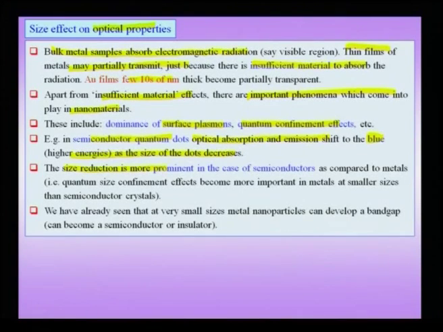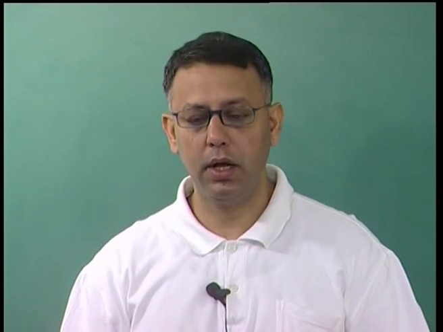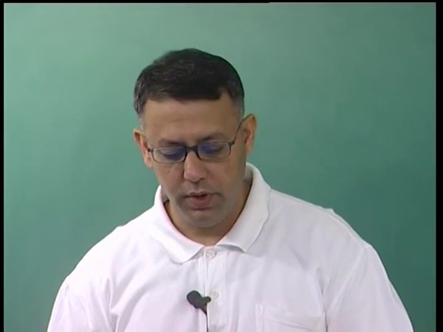The size effect is more prominent in the case of semiconductors as compared to metals. To see the effect of, say, quantum confinement in metals, we have to go down to smaller sizes as compared to that in semiconductor crystals. So, this effect becomes prominent at larger sizes in semiconducting crystals, and therefore, we will have a lot of examples of semiconducting crystals being described here.